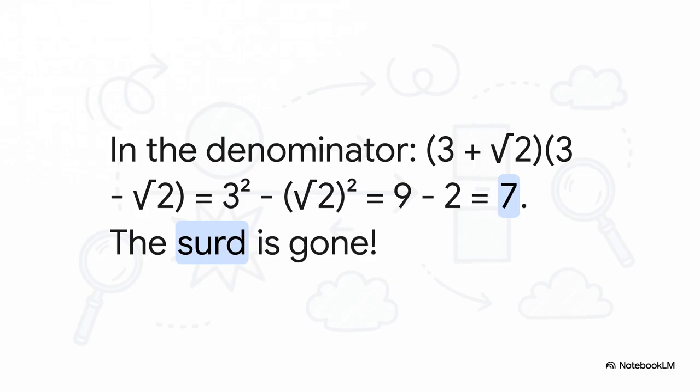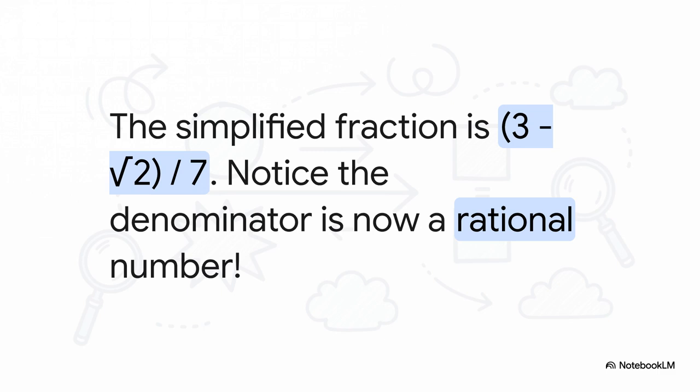Well, 3 squared is 9, and root 2 squared is 2. 9 minus 2 is 7. And just like that, the surd's gone. And there you have it. The final, cleaned up, beautiful answer is 3 minus root 2 all over 7. The denominator is a rational number, the fraction looks tidy, and we've officially beaten the level 2 boss. It's actually a pretty satisfying process once you know the secret, right?